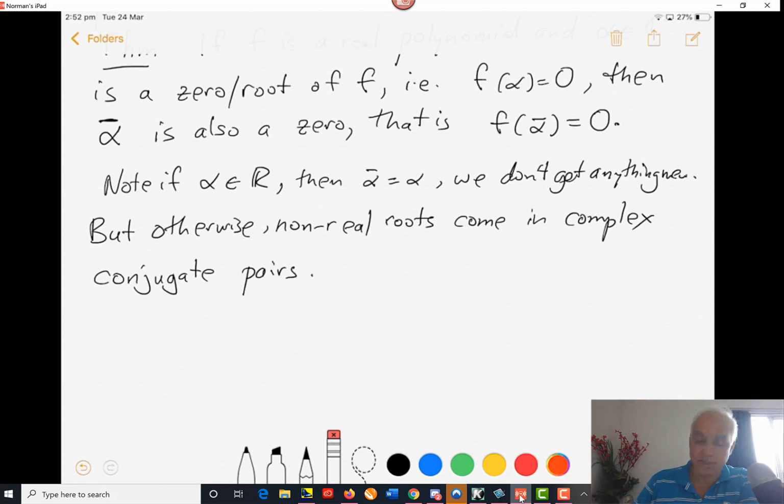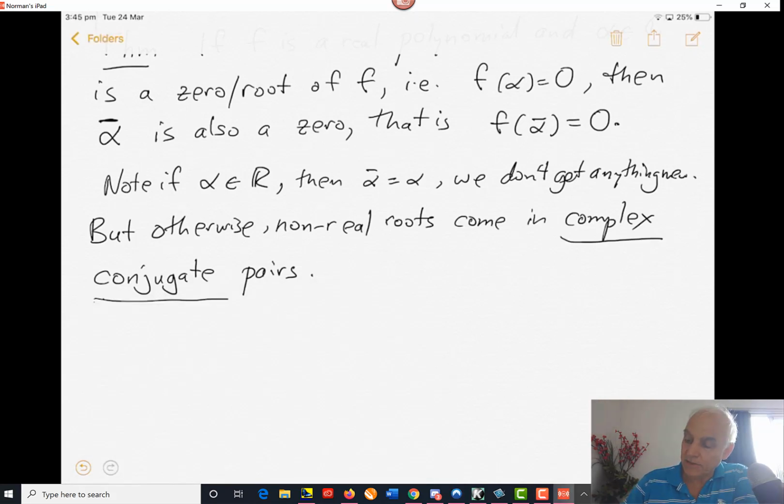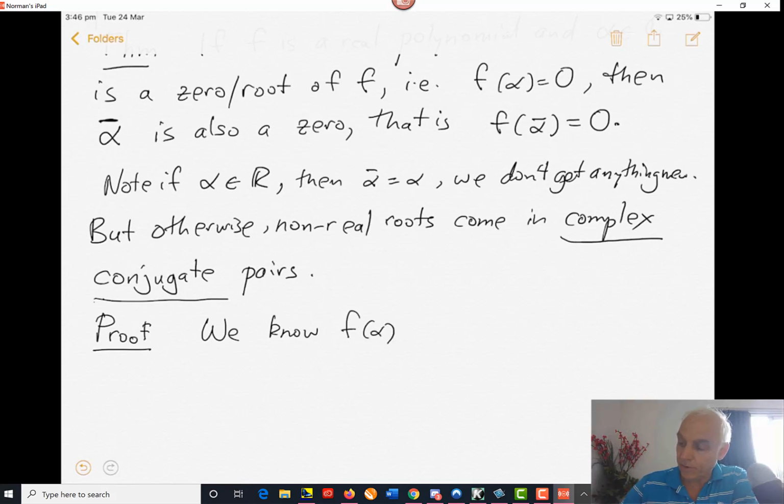I guess we don't need a bracket, okay? So that's complex conjugate pairs. So how do we prove this? Well, we make the following observation, that we know that alpha is a root. So that alpha, when you plug it into f, you get 0.